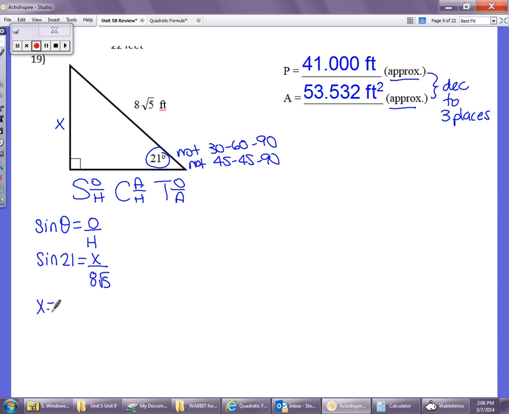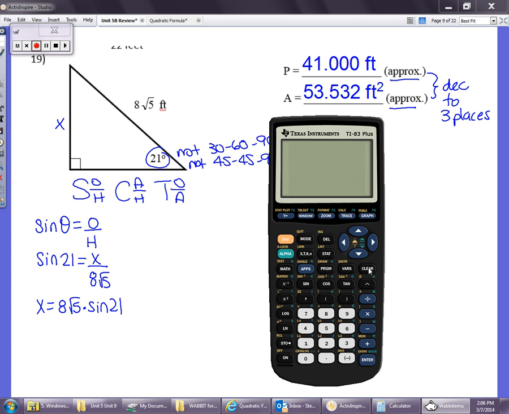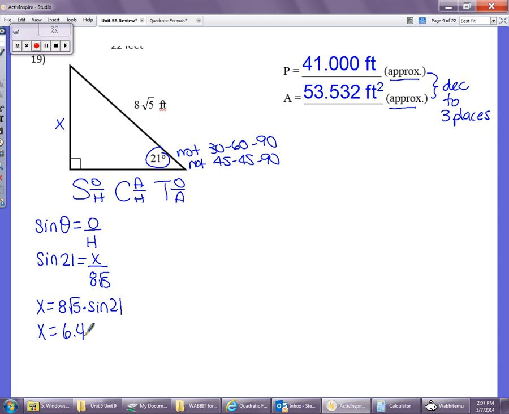And then to solve for x, you just cross multiply. Now you can put this in your calculator, which is great because, and make sure that your mode is in degree mode or else you'll get a different answer. So you can do 8 radical 5 close parentheses times the sine of 21 close parentheses. And that'll give you 6.4. Notice how this fourth number is 6, so you have to round it up to 6.411. That is your height.